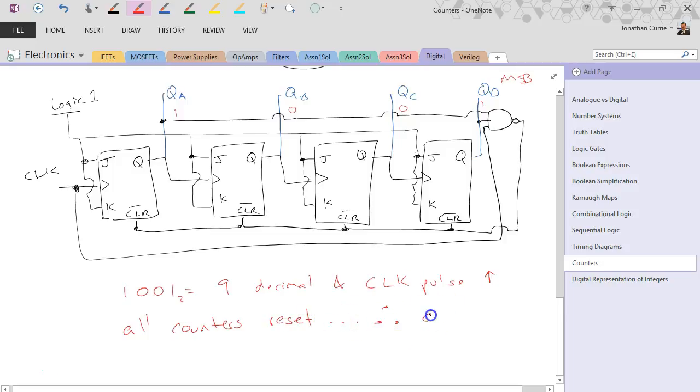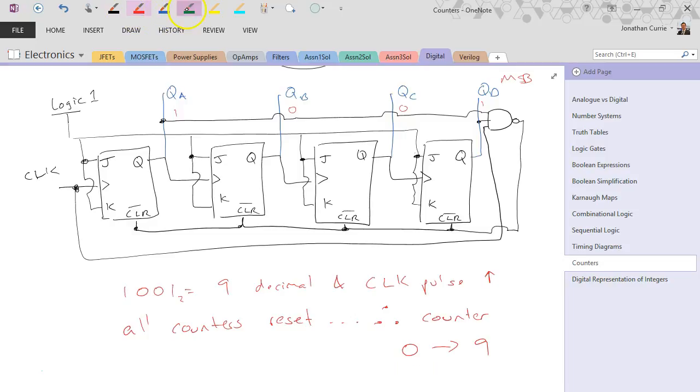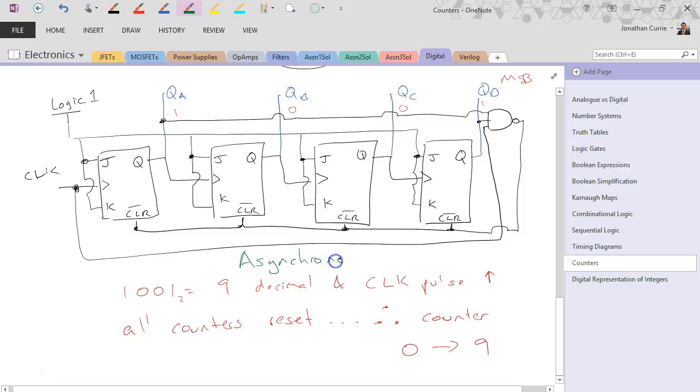Therefore, the counter goes from 0 to 9. It's what's known as a decade counter. It's asynchronous because the clock inputs cascade into each other, and because of the fact that we have asynchronous inputs connected. It would only be a synchronous counter if the same clock line connected to the clock inputs of all flip-flops.